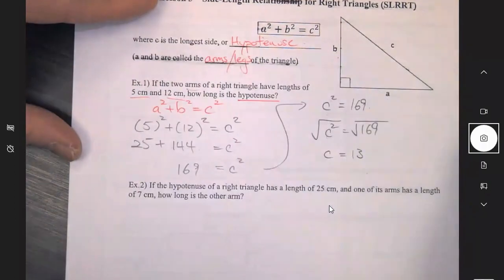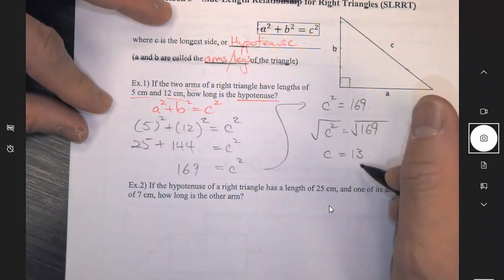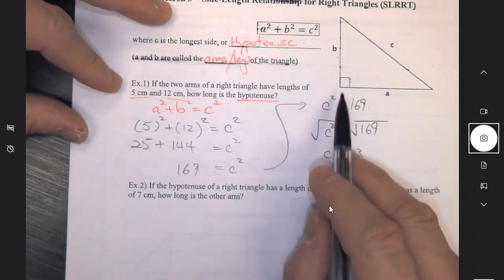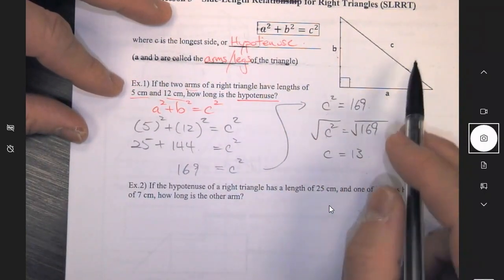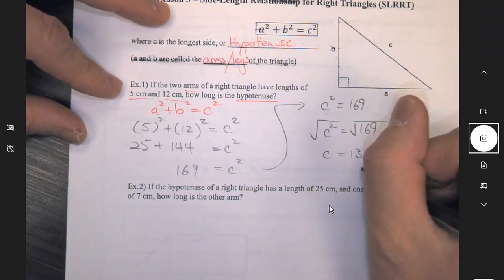So in this case, my hypotenuse of a triangle that has sides 5 and 12 would be 13 centimeters. The hypotenuse.